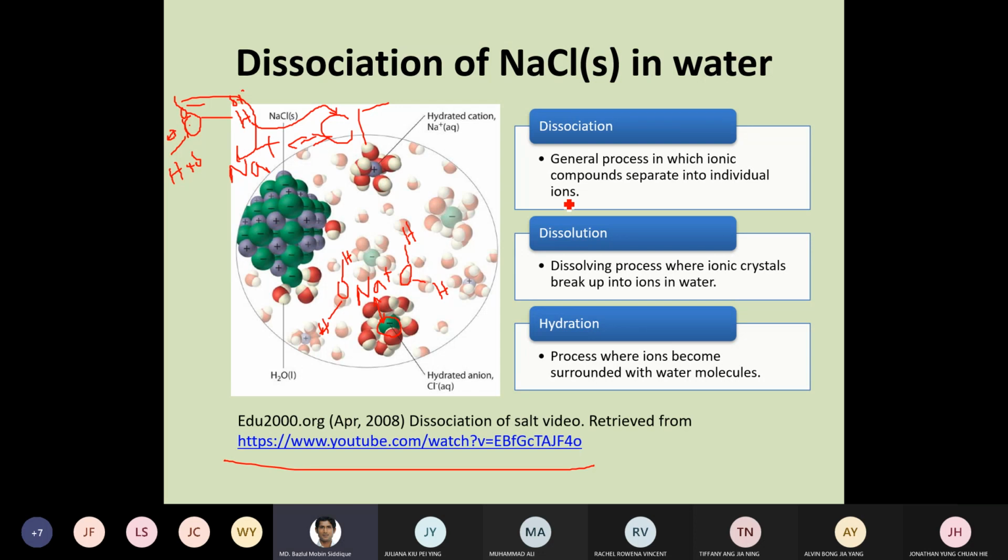Dissolution, so I was talking about the hydration actually, just now. Dissociation is when it is totally separated. Let's say it's not sodium and chloride but something else, and it is totally separated and no longer in a bond. So we'll call it dissociation.